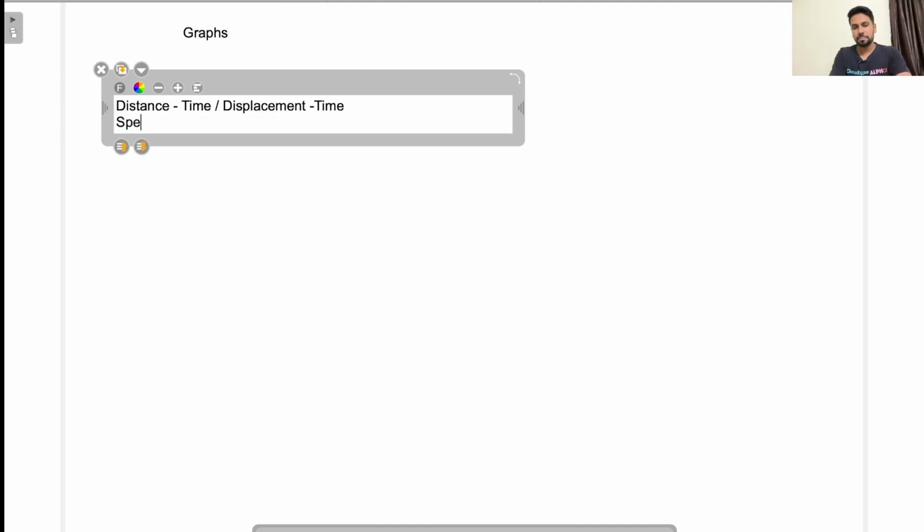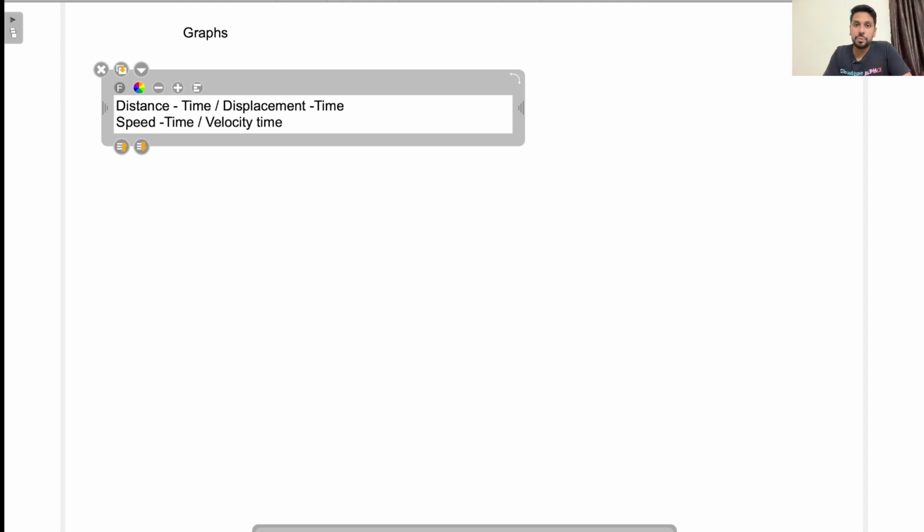Then you have the speed time graph and another variant of it, which is known as the velocity time graph. As I told you, these two graphs appear very similar, but they are not. There is a slight difference between them. So first, what you need to understand here is that these are the types of graph.